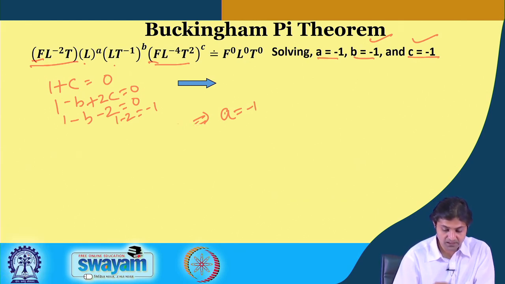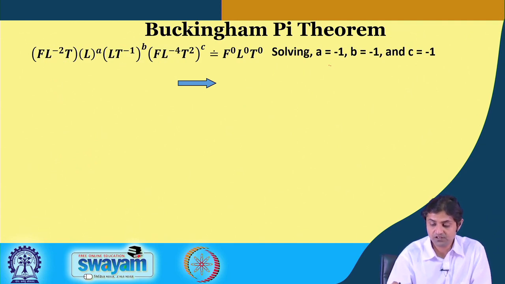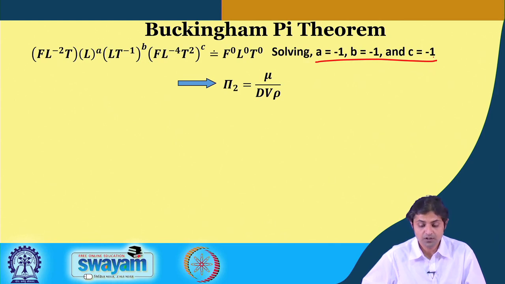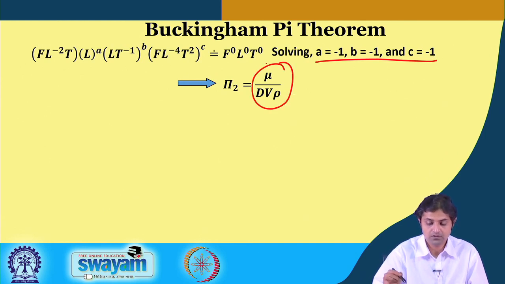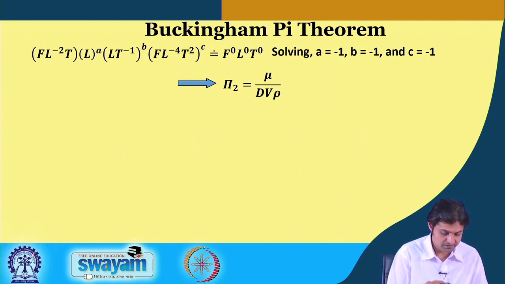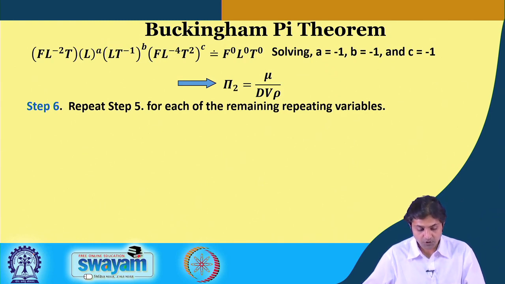But anyways, if we solve this equation, we are going to get a is equal to minus 1, b is equal to minus 1 and c is equal to minus 1, all right. And our new dimensionless group is mu by d v rho, all right. Does this term look similar to you? One by Reynolds number. Okay, we will come to that.